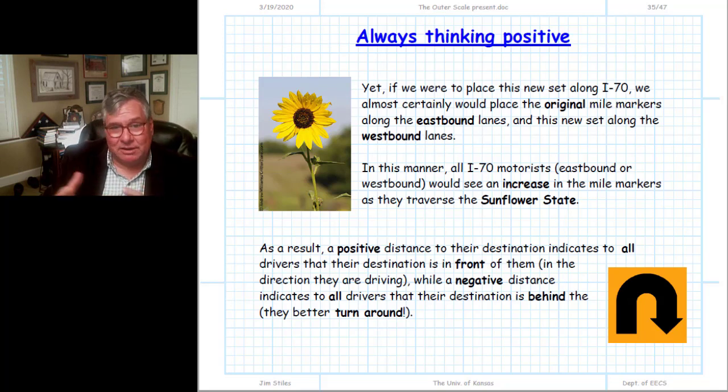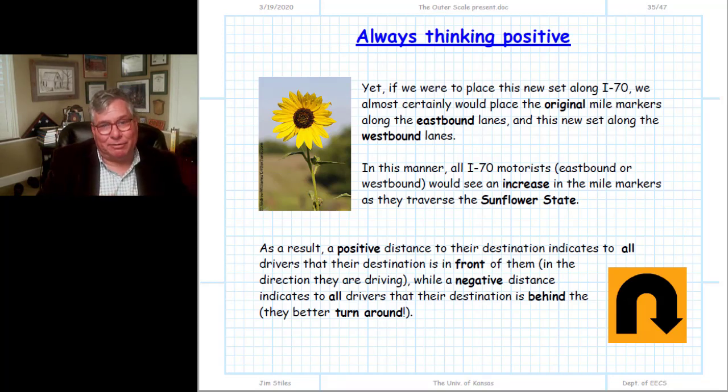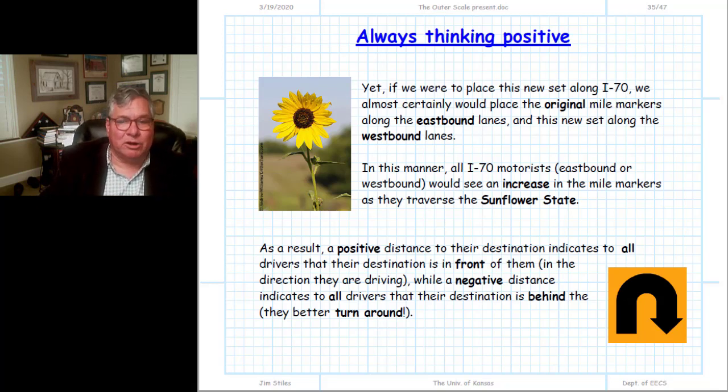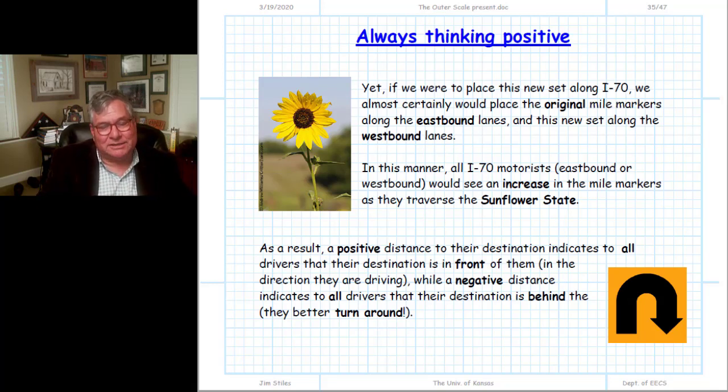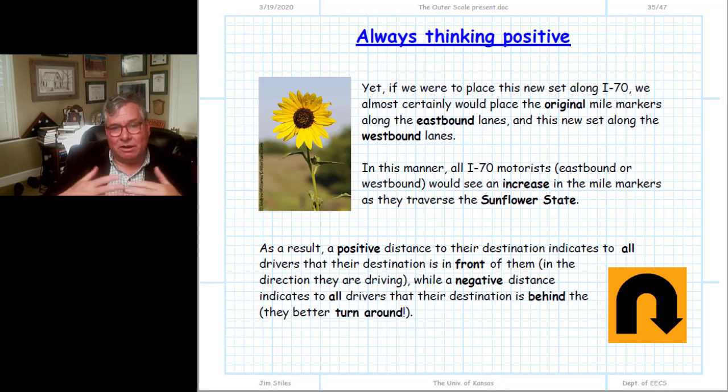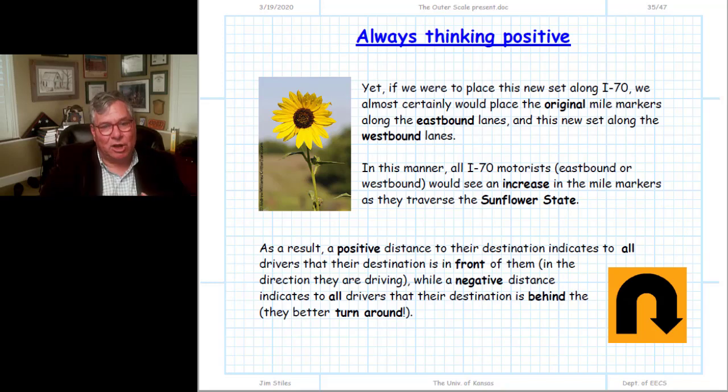markers. And this would, of course, make it easier to do the math in terms of how far you need to go to move forward. The distance between where you are and where you're going would always be a positive number. And so the other orientation of our mile markers, increasing as we're moving east to west, we put in, of course, in the westbound lanes for those motorists. Then as they drove along, they would see an increasing series of mile markers and would hopefully more easily determine how far they needed to go to get to their destination.